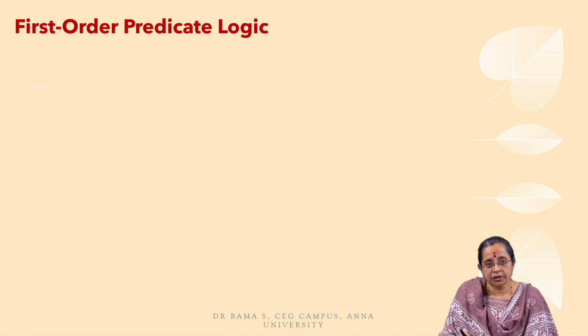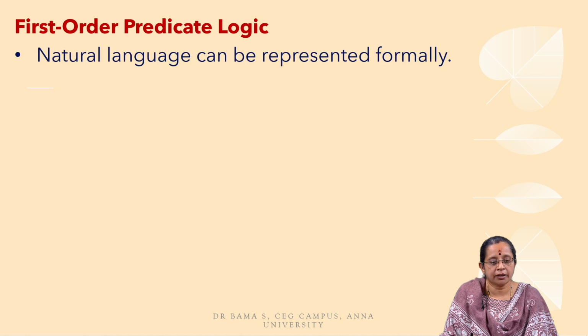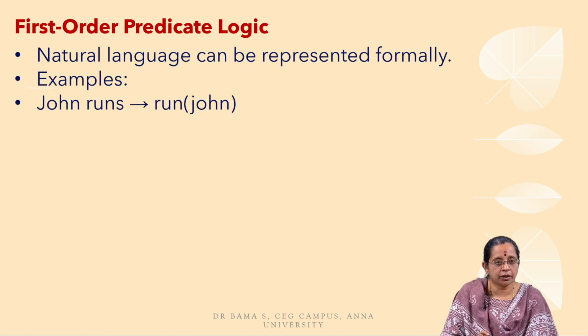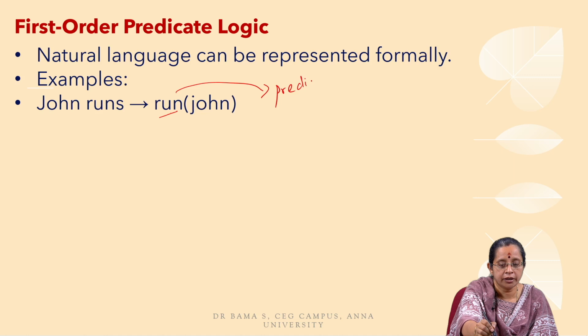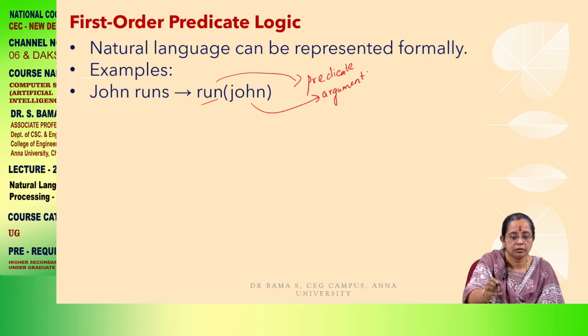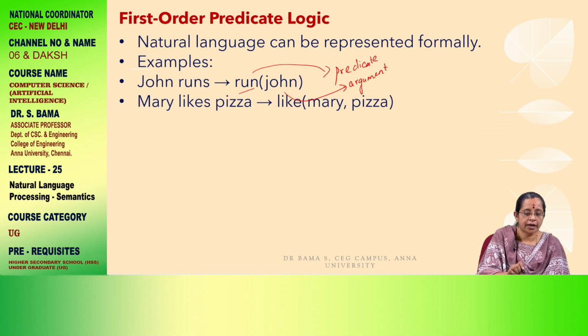Now, we will see the predicate logic side of how we can capture the semantics. Take for example, John runs. Here the run is a predicate, and this we have already done in unit 2, which comes under the reasoning portion, and John is the argument. And similarly, Mary likes pizza, where the verb always comes as a predicate with two arguments, Mary and pizza.